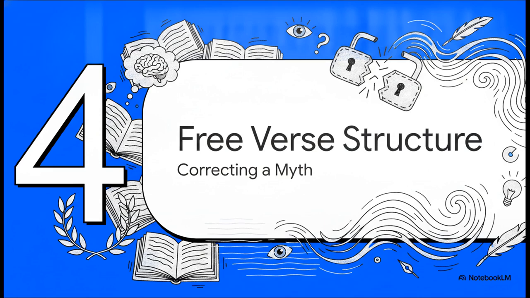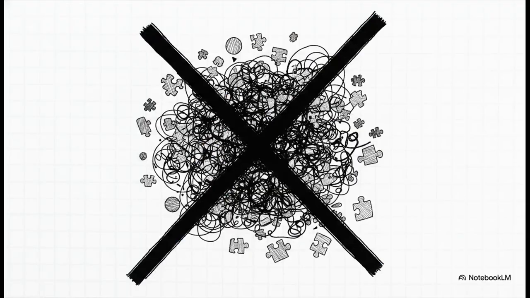Section 4. Free verse has structure, correcting a major myth. I want to share an insider secret with you all. It's something amateur readers often get completely wrong, but as 8th grade scholars, you're going to get it right. There's a major misconception out there that without a strict rhyme or meter, a free verse poem has absolutely no structure at all. People mistakenly think it's just random words thrown onto a page without any rules whatsoever.